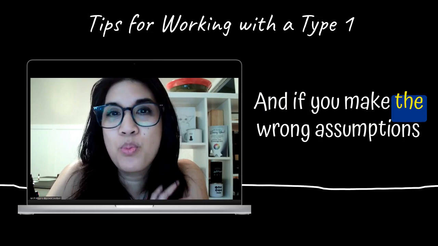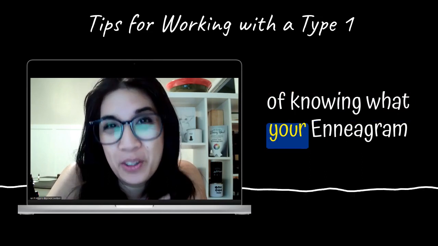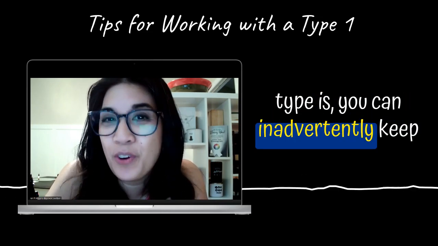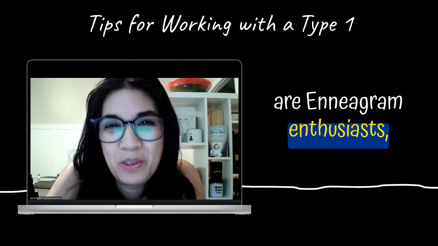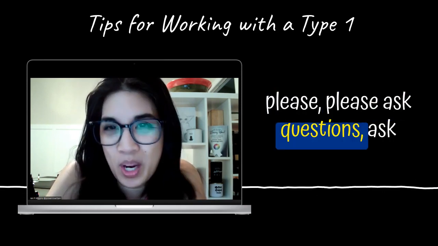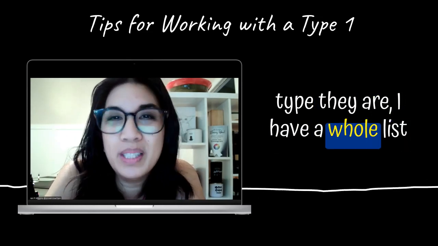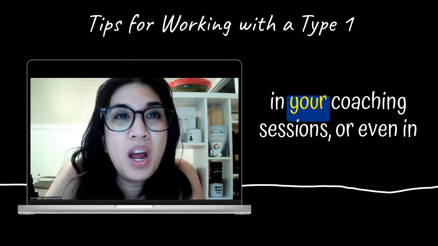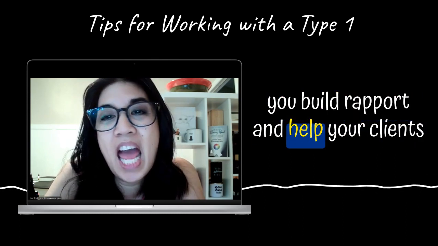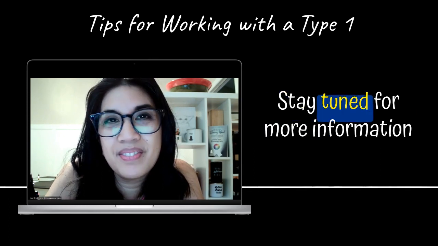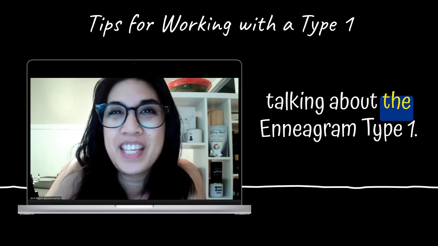And if you make the wrong assumptions about their stress patterns or their growth path, which is the whole point of knowing what your Enneagram type is, you can inadvertently keep them in a box. So I beg of you, those of you who are Enneagram enthusiasts, please ask questions. Ask lots of questions. And if you don't know for sure which type they are, I have a whole list of questions that can get you started in your coaching sessions or even in your discovery calls that are going to help you build rapport and help your clients make progress. Stay tuned for more information about that. Now, let's go ahead and start talking about the Enneagram Type 1.